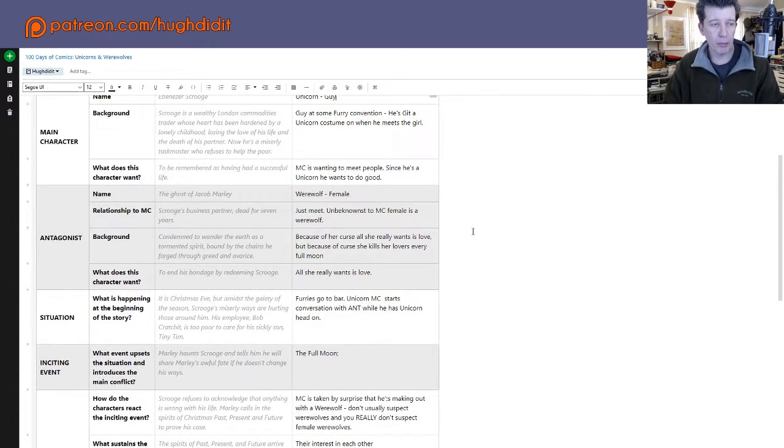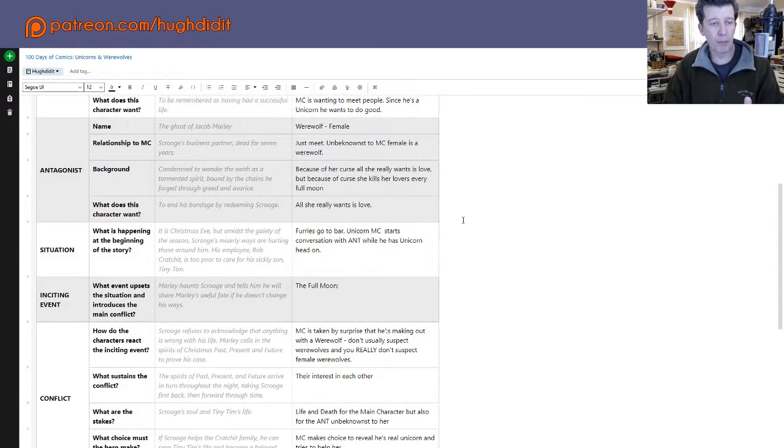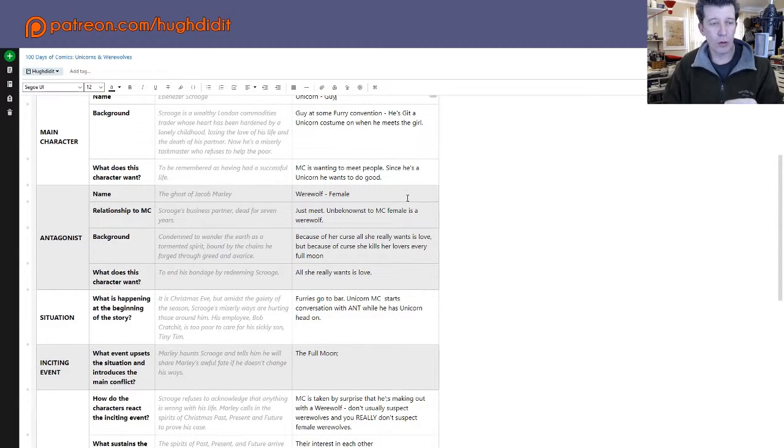Also, since he's a unicorn, we kind of came up with the idea that he's a do-gooder. He's got to do good. And the opposite is true, actually, of the female, which we didn't put in here, but that would be the case. The antagonist. The antagonist is a werewolf, a female.